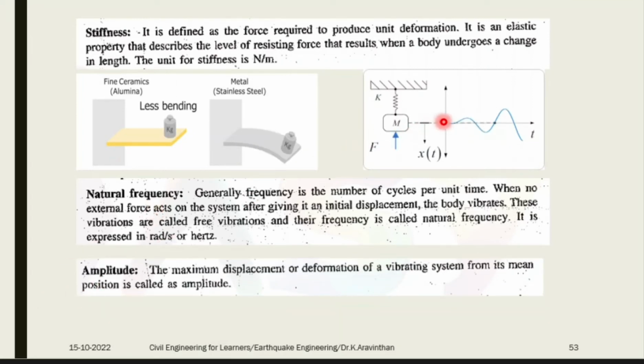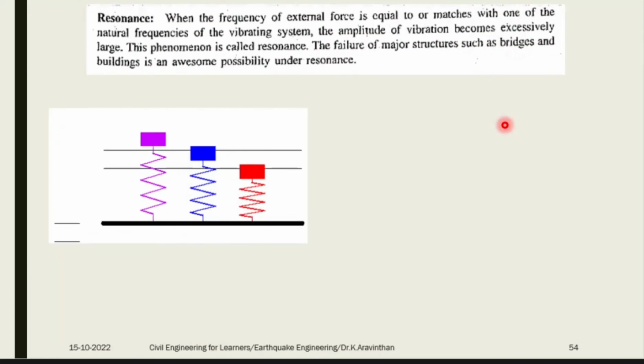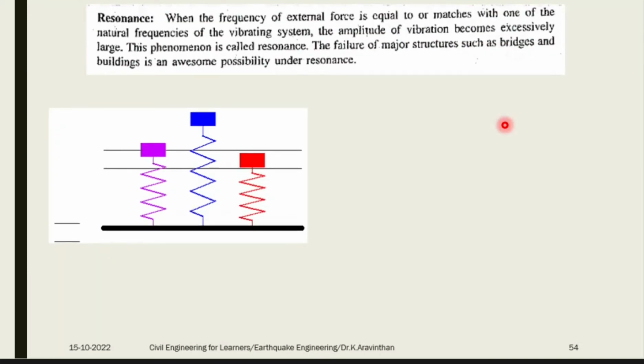Here you can see the object oscillates in positive and negative directions. What is the maximum point? The second oscillation is the maximum point. So your amplitude is the maximum displacement or deformation of a vibrating system. Here in the first cycle you don't have the maximum amplitude, but in the second cycle you have it. So this is called amplitude. When an object oscillates, the peak of displacement is called amplitude.